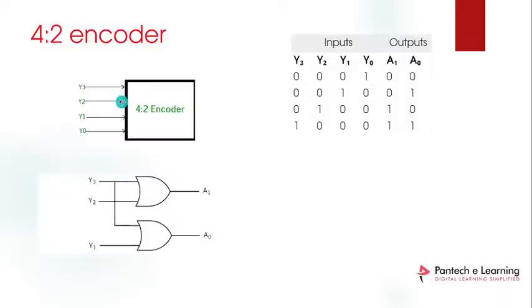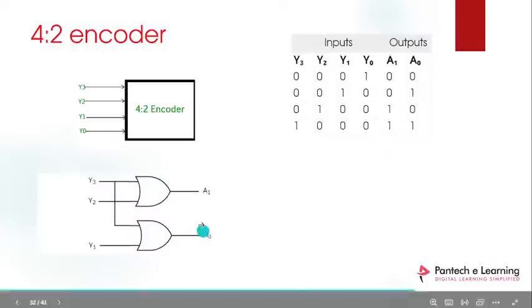You can see here the schematic and circuit of the 4:2 encoder. 4:2 means 4 inputs and 2 outputs of the encoder. You can give input to the encoder like 0 0 0 0, you will get output of 00 only. This is a logic diagram for the encoder.